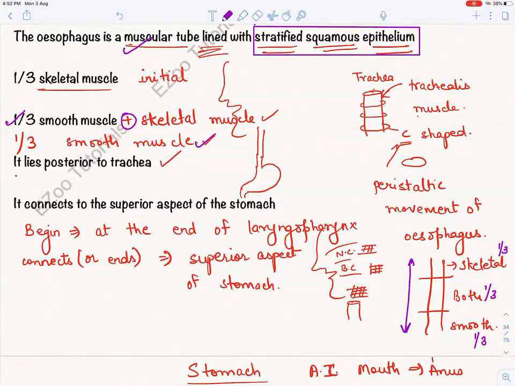It lies posterior to the trachea. I explained why it is lying there, and why the trachealis muscle is there, to support the peristaltic movement of the esophagus. Where is it present, right? It begins at the end of the laryngopharynx. So this is the nasopharynx, this is the oropharynx and the laryngopharynx. We have done this. So it begins at the laryngopharynx and it joins the stomach.